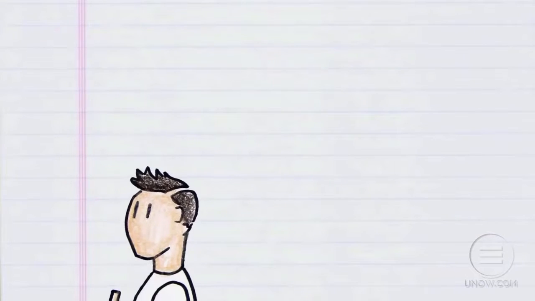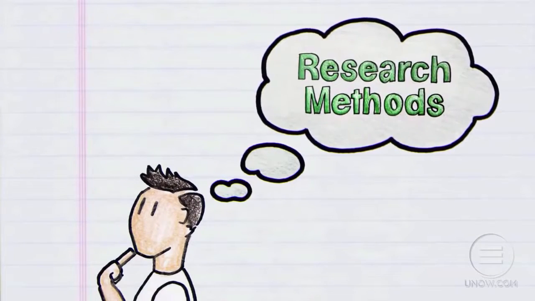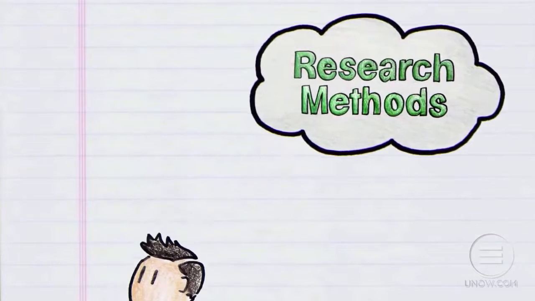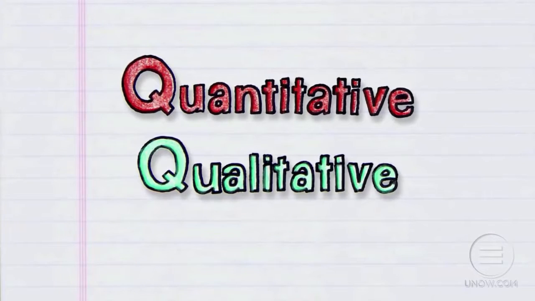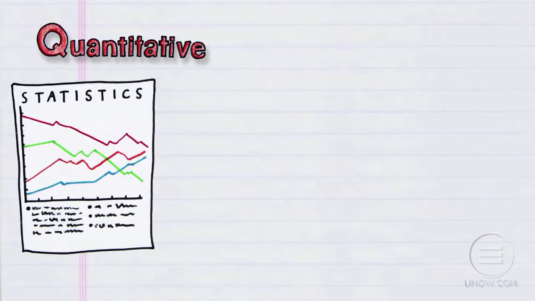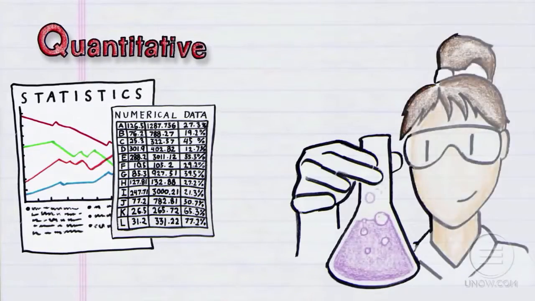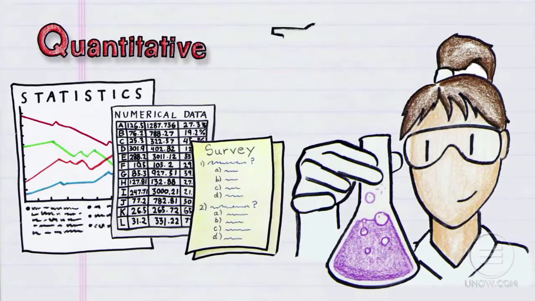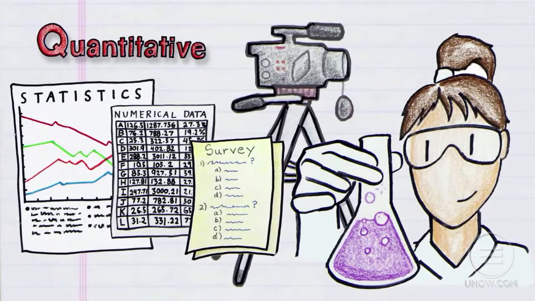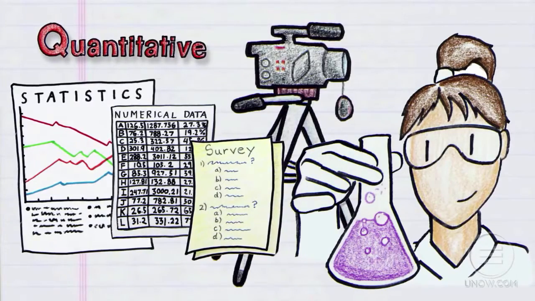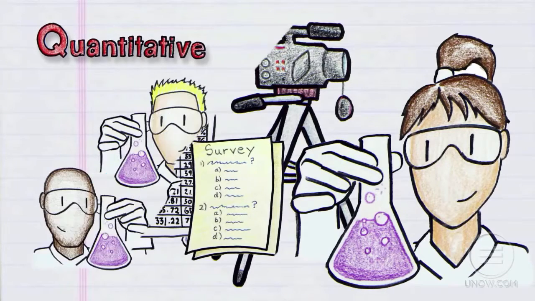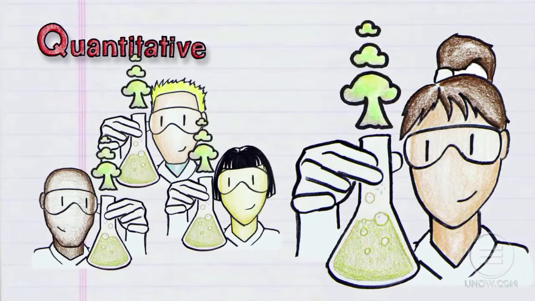When doing research, there are lots of different methods you can use, but most of them fall into two main categories: quantitative and qualitative. Quantitative research often utilizes statistics and numerical data. It can also use scientific experiments, surveys, and structured observation. A quantitative study doesn't require personalized interpretation, so it should be replicable by anyone.